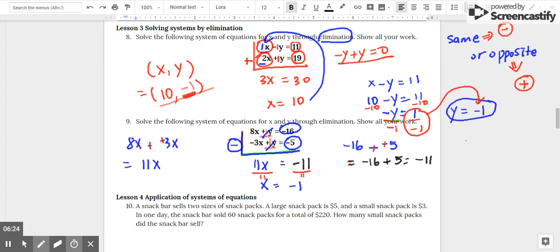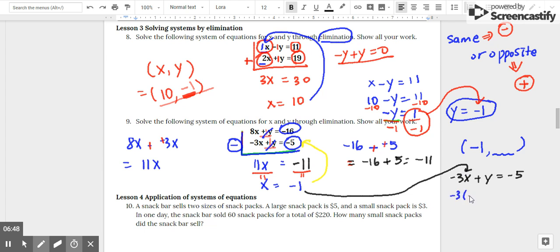So now we have a solution of negative 1, but you need to find y. So now I'm going to plug back into one of the equations. I'm going to choose the second one. All right, so negative 3x plus y. This is the second equation, right? So you need to plug this number into x. So negative 3 times negative 1 plus y is equal to negative 5. Negative 3 times negative 1 is positive 3, plus y is equal to negative 5.